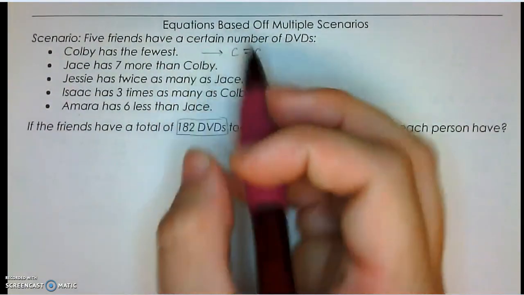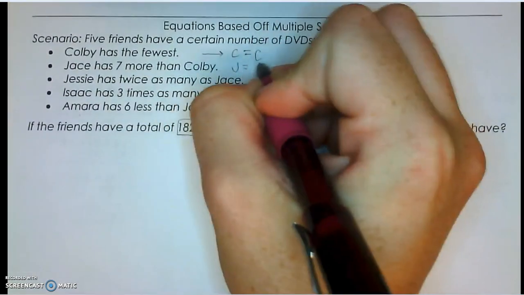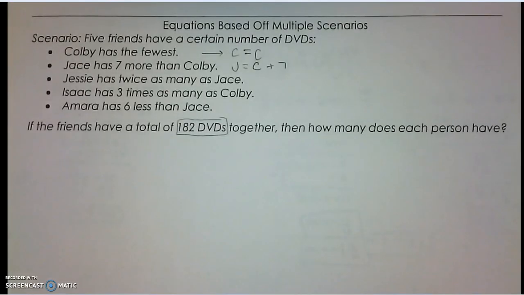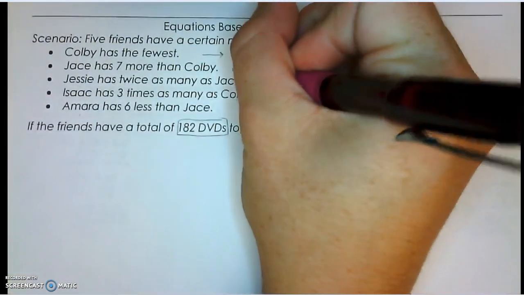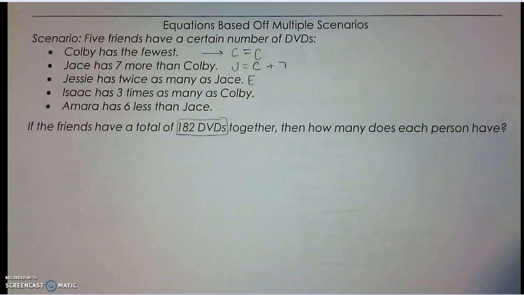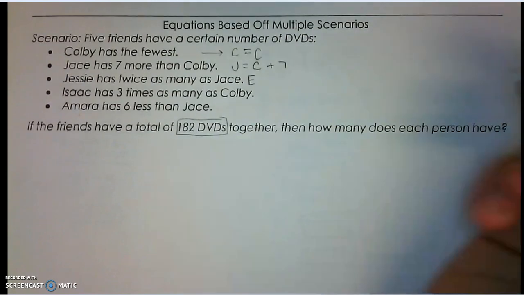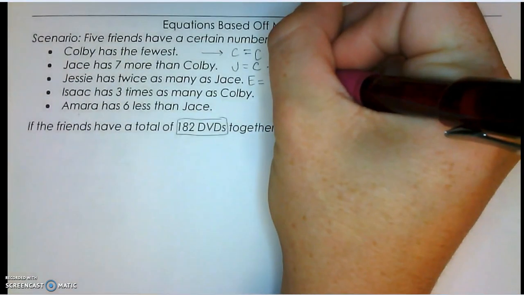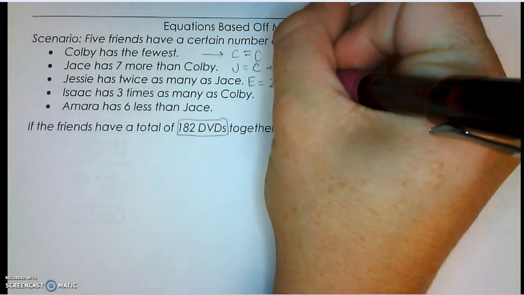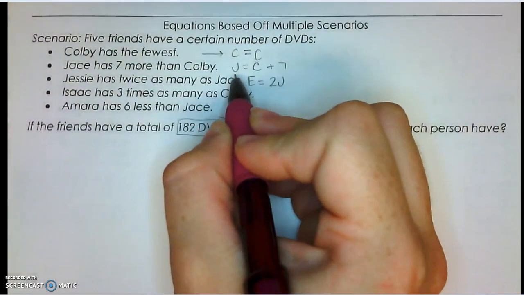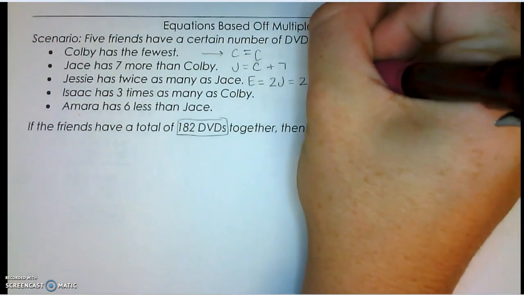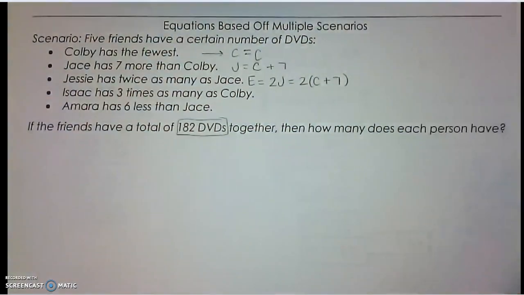Jace has 7 more than Colby. So Jace is whatever Colby has plus 7, because he has 7 more. So 7 more is adding 7. Now Jesse, I'm going to use an E, because E is the second letter. So Jesse has twice as many as Jace. Remember, twice is times 2. So Jesse has twice Jace. But remember, Jace is Colby plus 7. So Jesse has double whatever Colby plus 7 is.